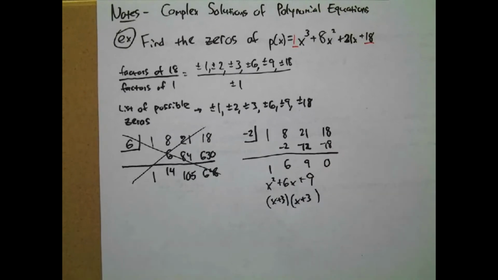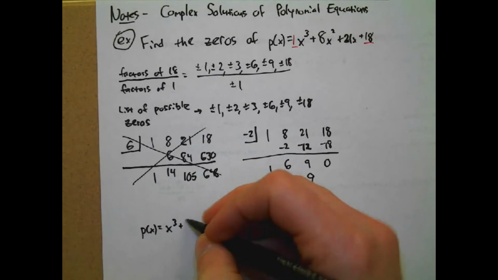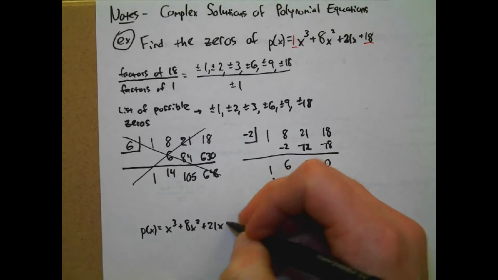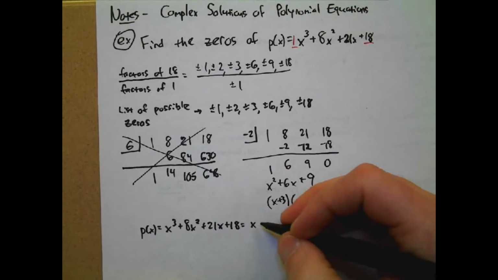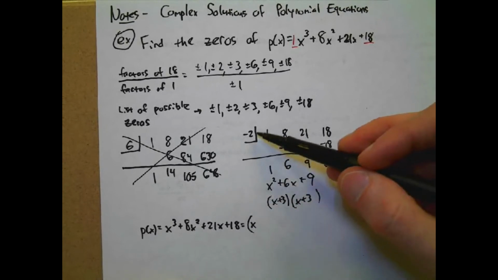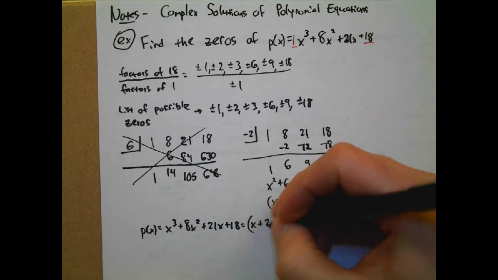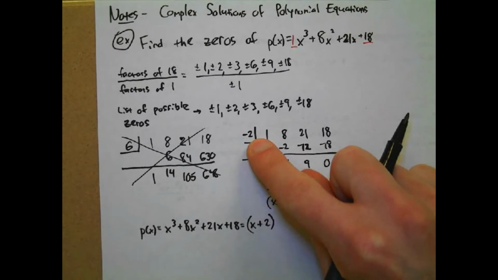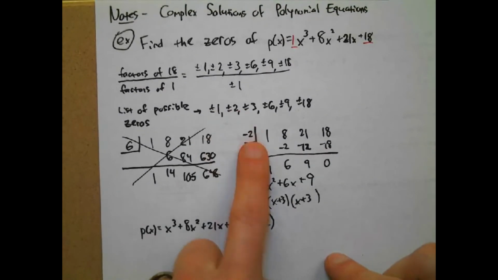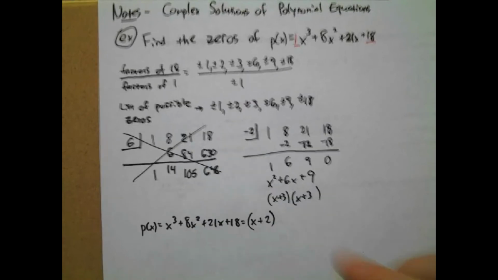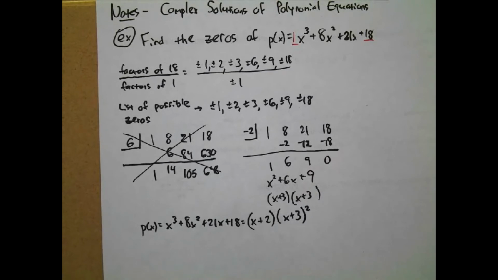So long story short, p of x, which started in standard form as x cubed plus 8x squared plus 21x plus 18, is really in factored form x. If negative 2 worked, then what's the factor? x plus 2. So remember that this is the 0 that you put in the box. The factor then would be the opposite: x plus 2, when you solve it, gives you that negative 2. And of course the x plus 3. And I'll go ahead and write x plus 3 squared.